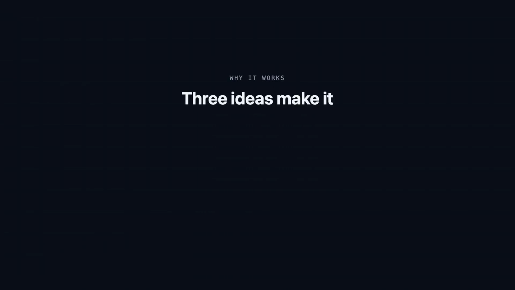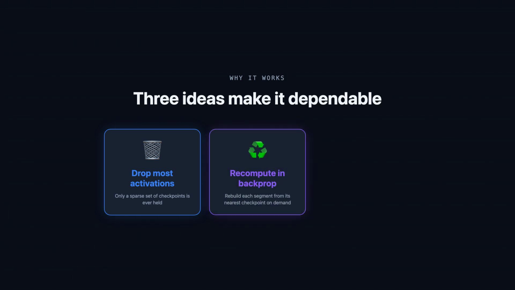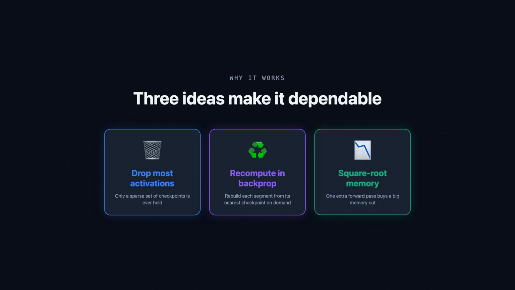Now, 3 ideas make this such a dependable tool. Dropping most activations during the forward pass is what frees the memory, since only a sparse set of checkpoints is ever held at once. Recomputing on demand during backprop fills in whatever was discarded, rebuilding each segment from its nearest checkpoint precisely when the gradient's needed. The net trade is elegant. Activation memory shrinks from growing linearly with depth to roughly the square root of it, and all you pay for that is about 1 extra forward pass of compute during training. For most people, a little slower is a fine price to fit the model at all.